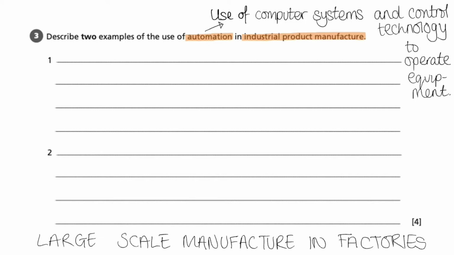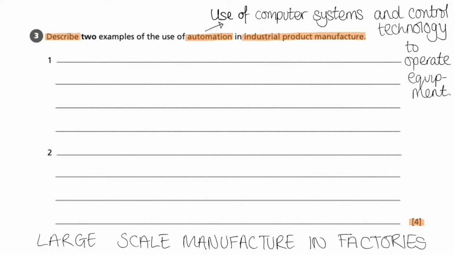We must ensure that our answer acknowledges that we are being asked to consider automation in industrial product manufacture. The cost of automation and setting the equipment up to do a particular job can be vast. Therefore, automation is often found in large-scale manufacture, such as mass and batch production in large scales within factories, for repetitive tasks. You must consider this when creating your answer.